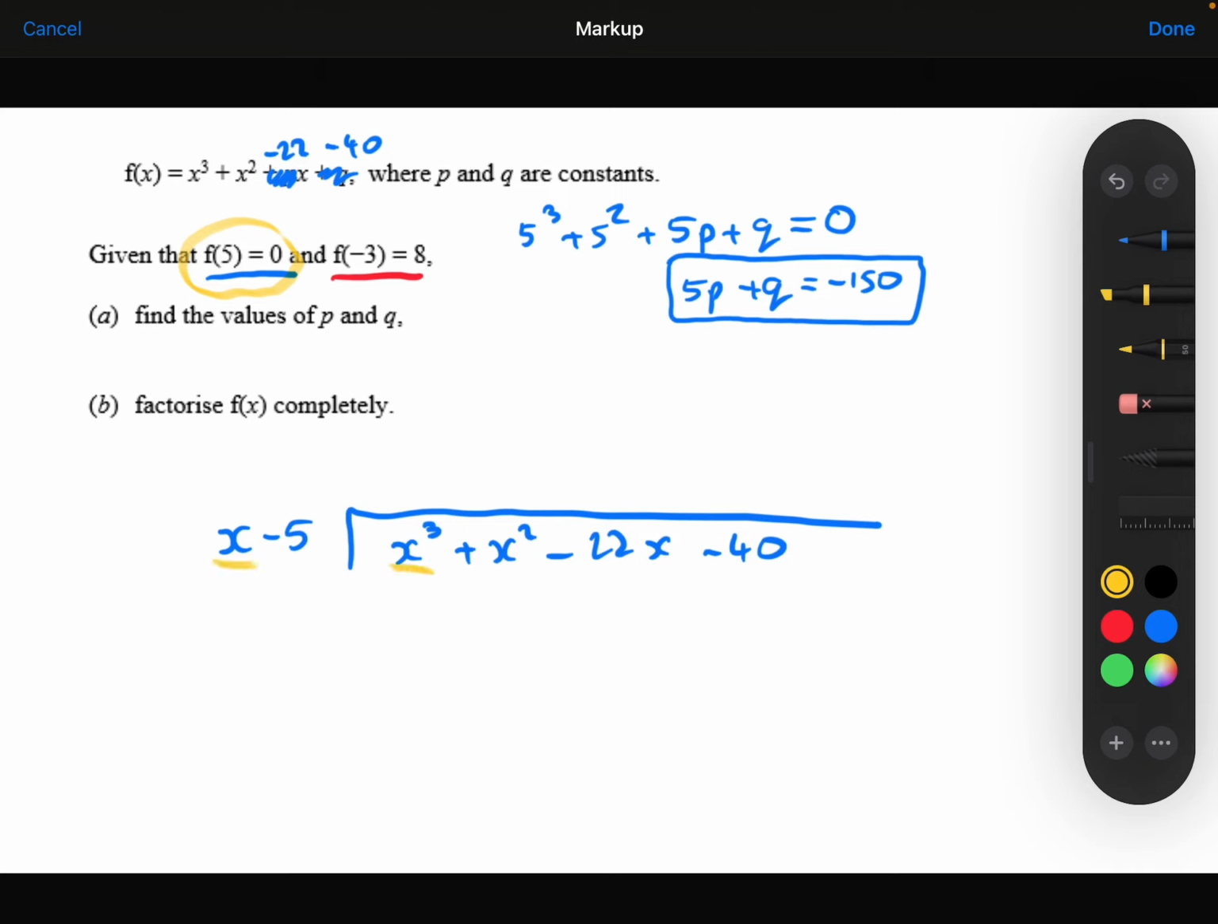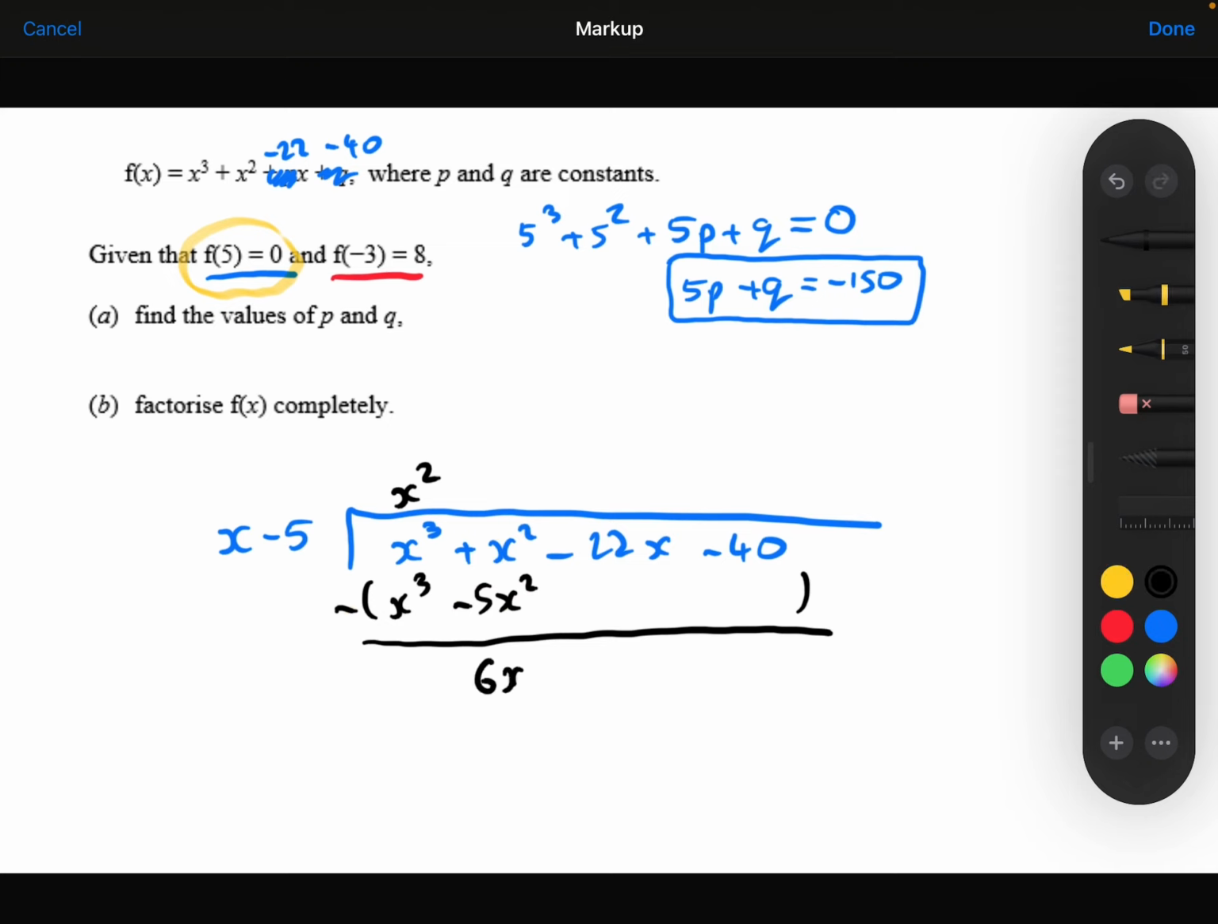So x into x cubed goes x squared times. The x squared times the x is x cubed. The x squared times the minus 5 is minus 5x squared. And we're going to take that away. The x cubed minus the x cubed is 0. The x squared minus the minus 5x squared, so that's going to add 5x squared, will be 6x squared. The minus 22x, take away nothing, and the minus 40 take away nothing.